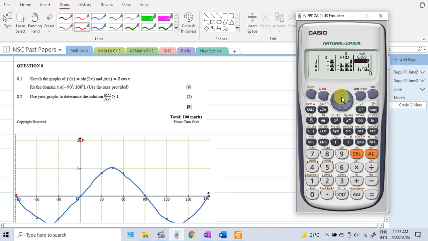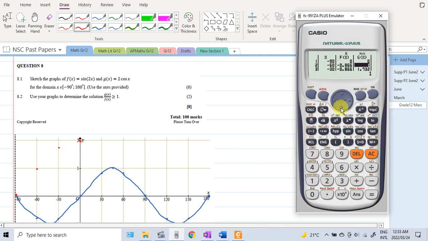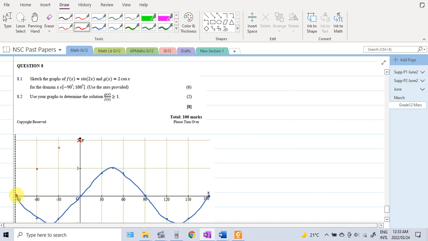Alright, at minus 90, so it's kind of going up, so 1.73 should be there. Yeah, so 1.73. So we can see the graph is going upwards like this, right? And then looking for a drop like this, and it should go through there. Yeah, so it should be symmetrical.